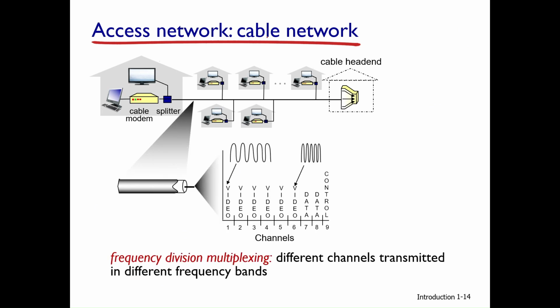So what's happening here? The cable network. We know cable TV, right? In the cable network, the cable headend provides service to every house, and there we have the splitter and the cable modem. In this wire we have channels and frequency division multiplexing. Different channels are transmitted in different frequency bands. The first 8 channels carry video, the next 2 carry data, and the last one carries control. So different channels are multiplexed using frequency division.